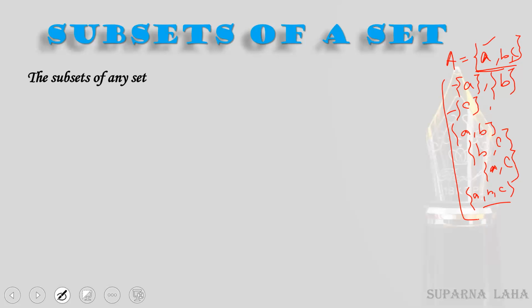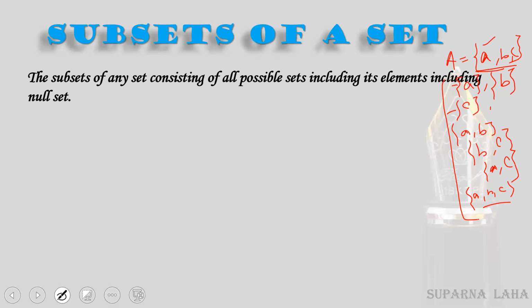So the subset of any set consists of all possible sets, including its elements and including the null set. That means the null set is also a subset of any set. Here I am taking another set, A is {1, 2, 3, 4}. Then write down its subsets. First of all, phi, or you can write just a pair of curly brackets, is a subset.